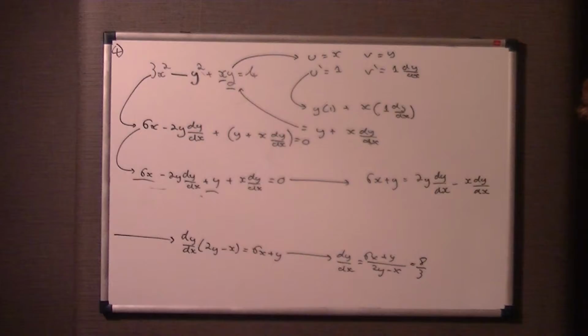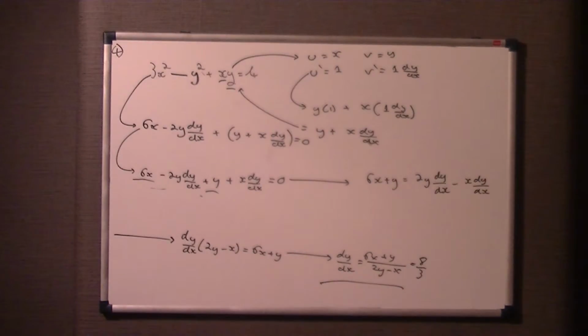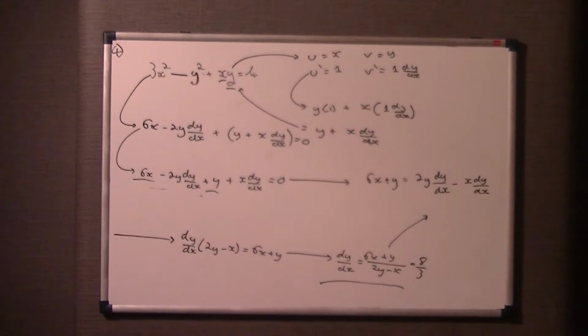Let me just think this through. Yeah, minus (6x minus y) over (x plus 2y) is equal to dy/dx. But I think that's a lot simpler doing it my way. Okay, so then it's just a case of multiplying both sides by 3 and multiplying both sides by (2y minus x), okay?